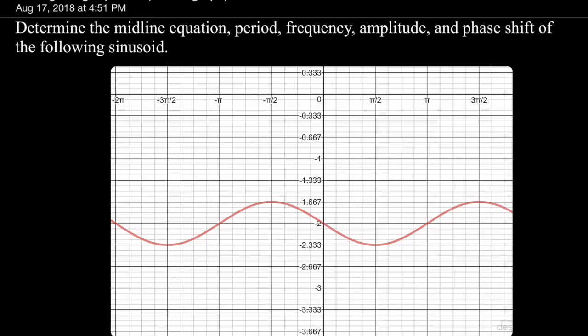We will then use these in a subsequent video to define parameters a, b, c, and d from the general sinusoidal function. And from there we will be able to construct our equation. So without further ado, let us begin.